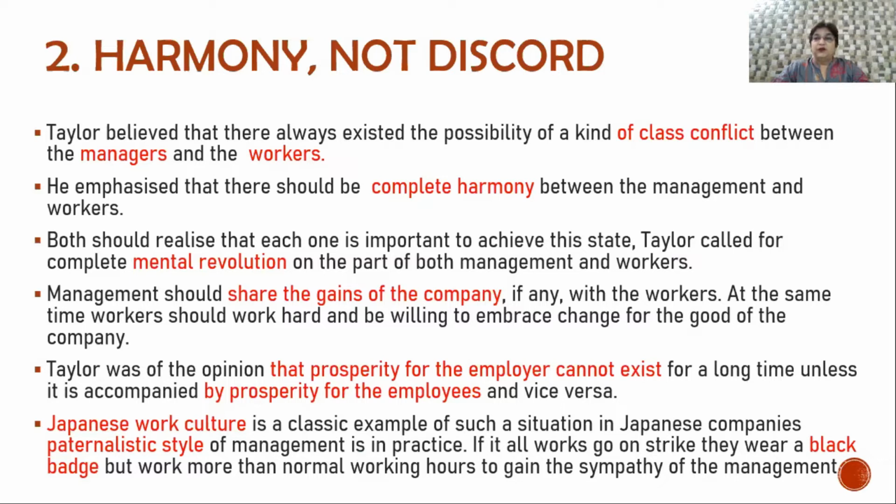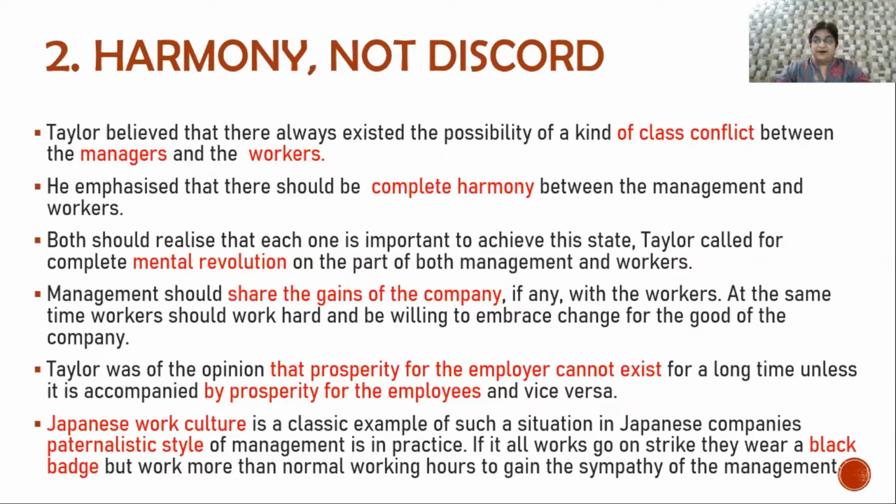And to bring about this mental revolution, he suggested that the management should share the gains, if any, with the workers. Now, every organization makes a certain amount of normal profit. So he said, whatever you make over and above the normal profit, share some part of it with the workers. So if you're sharing some part of your profit with the workers, then whatever work the workers are doing, they're getting a part of the profit also. So they will be motivated to work hard. So if they're getting a part of the profit, then they will not threaten to go on strike. They will work hard because they know that a part of the profit is going to them also.